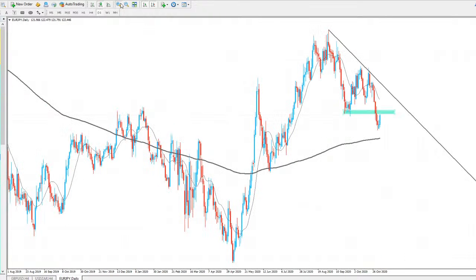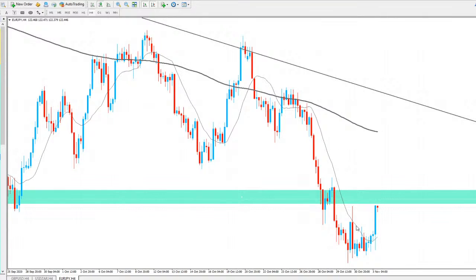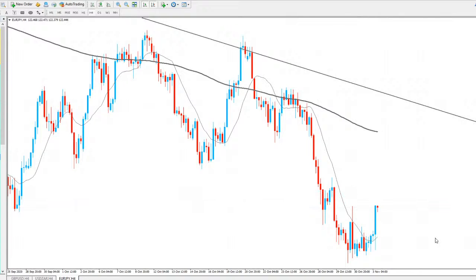The daily chart, like we've been saying, has previous sorts of resistance, but still probably a bias to the upside for Euro JPY, and probably expecting it to continue. So I hope that helped.